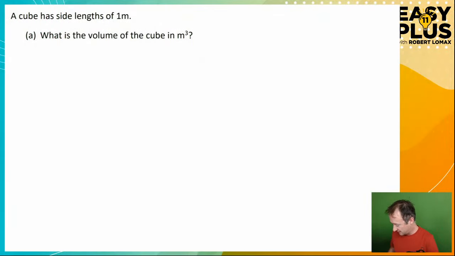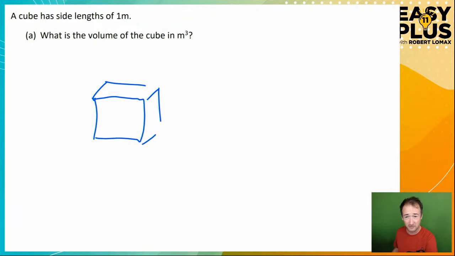So, this is just a simple question to get us started with a bit of a sense of what we're doing with volume. A cube has side lengths of 1 meter. It's always a good idea when you're dealing with questions about 3D figures to sketch them out. And 3D sketching is dead easy if you don't take it too seriously. Do something like this. Here's a square, honest, and here I am turning it into a 3D cube. And it's got length 1, 1, 1.